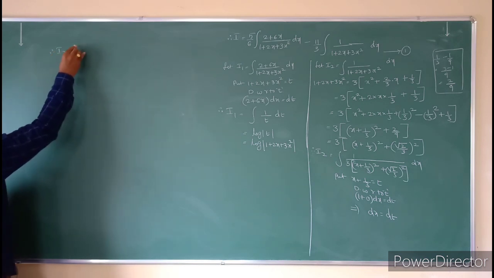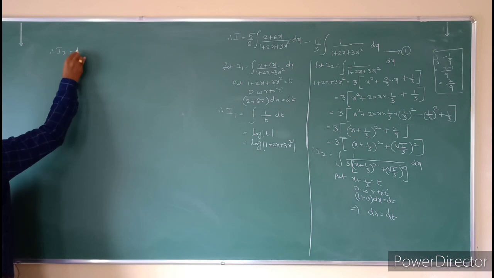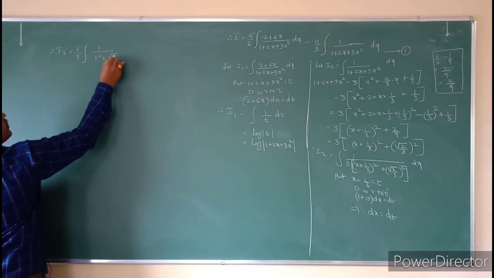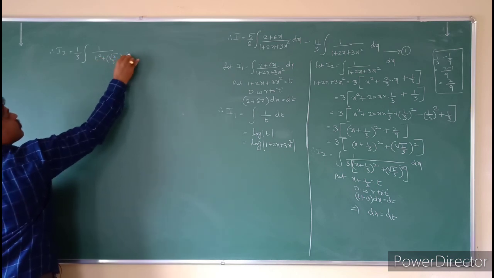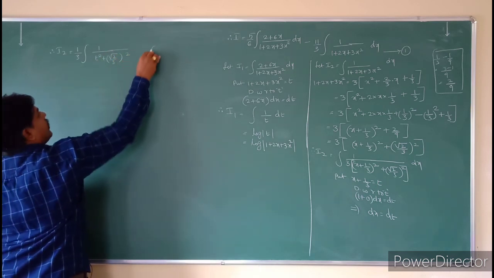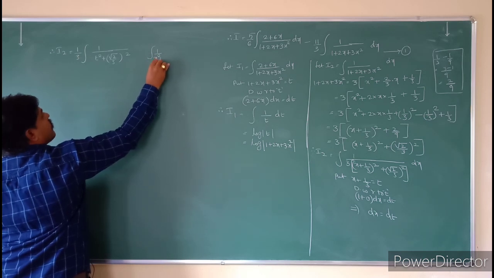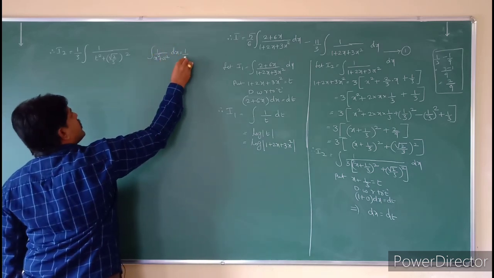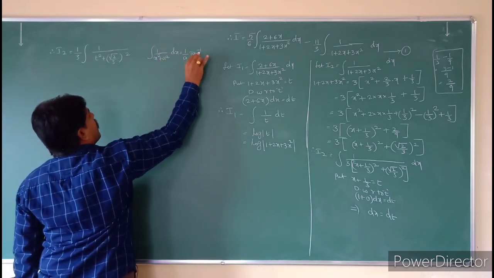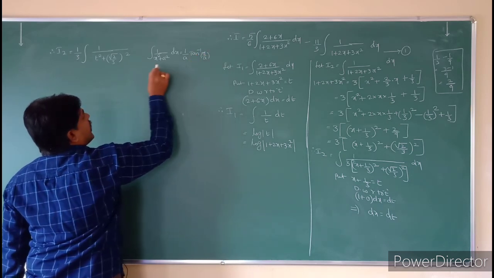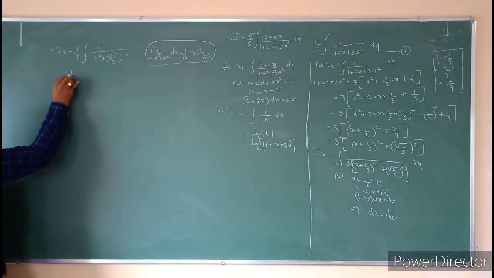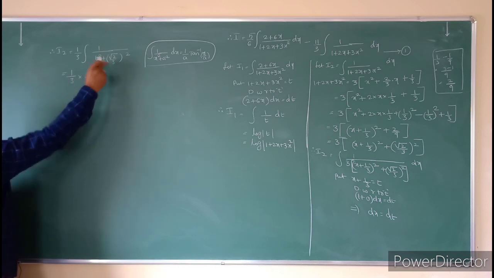I2 is equal to integral of 1 by 3 into integral of 1 by t square plus root 2 by 3 whole square, which is in the form of integral of 1 by x square plus a square into dx. So the formula is 1 by a into tan inverse of x by a. So take that: that is 1 by 3 into 1 by a. What is the 1 by a?